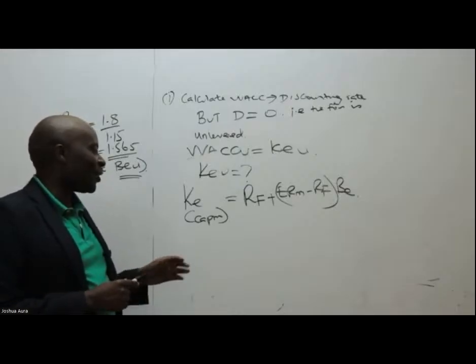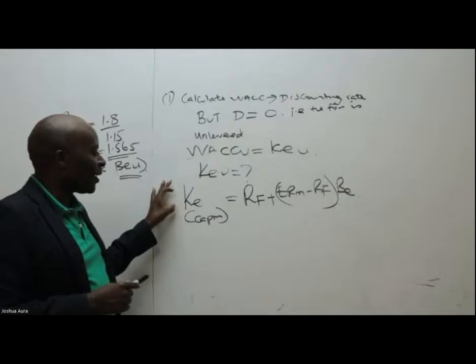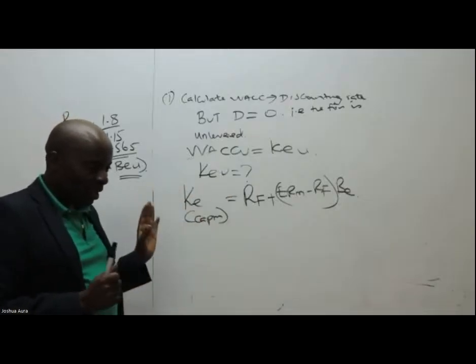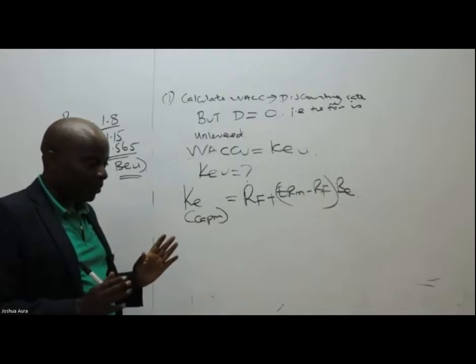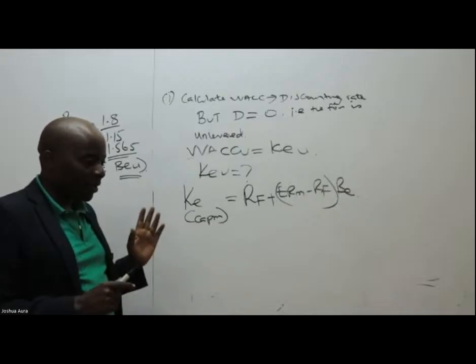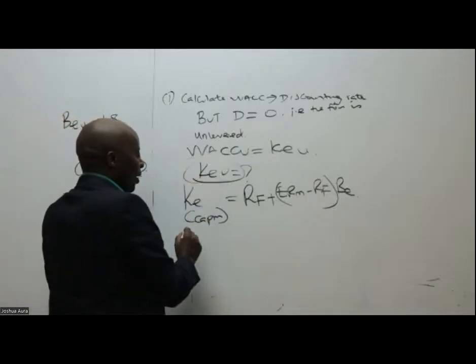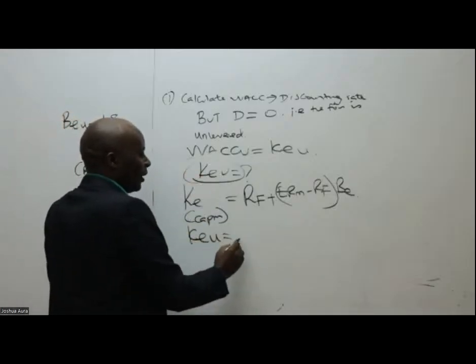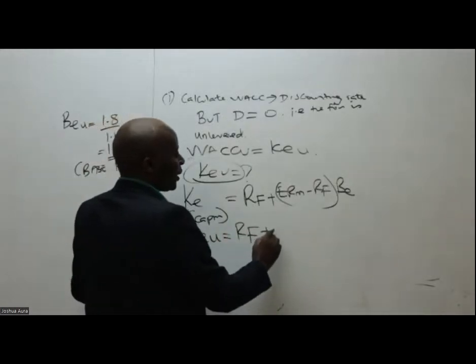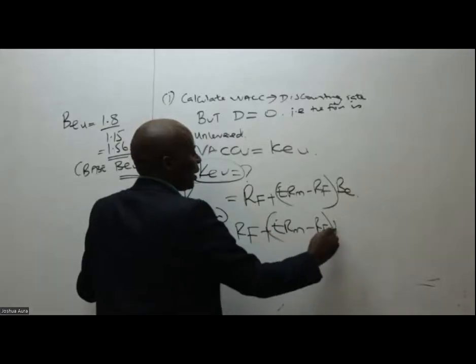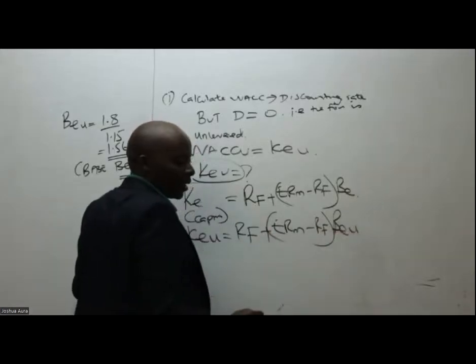So could you kindly, ladies and gentlemen, confirm whether you've been able to write up to here? Are we together up to here? I'm not even asking about understanding, but first of all, are we together? Great. So what they want us to do is to give them Ke-U, the cost of equity of the unlevered firm, which will be equal to the risk-free rate plus expected return of the market minus risk-free rate, times beta equity of the unlevered firm, like that.